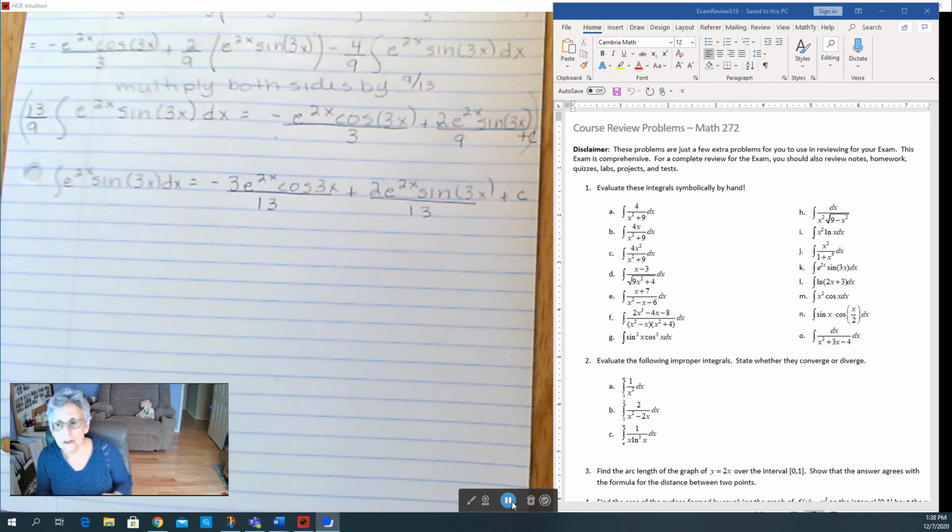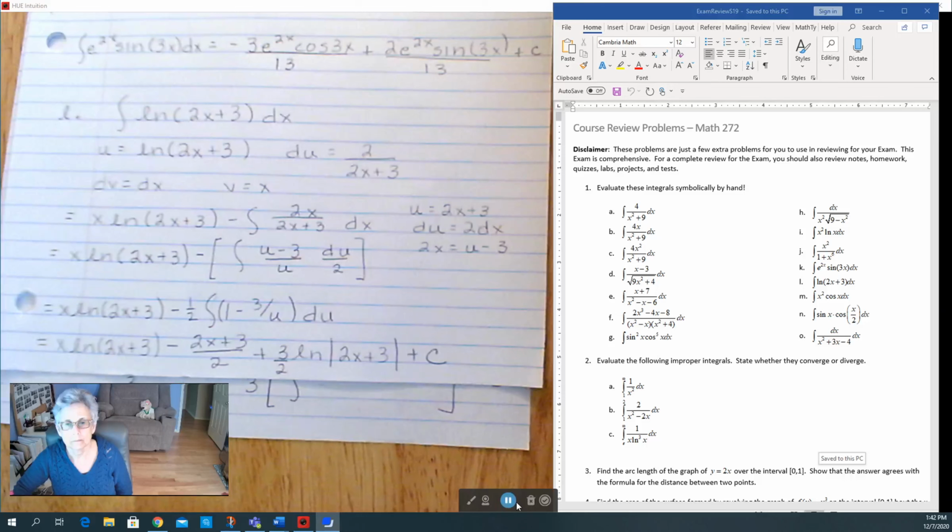Give L a try on your own. We'll meet back here and compare answers. If you have the formula for the integral of natural log memorized, good for you. I don't happen to have it memorized, so I'm going to have to use integration by parts to do it.